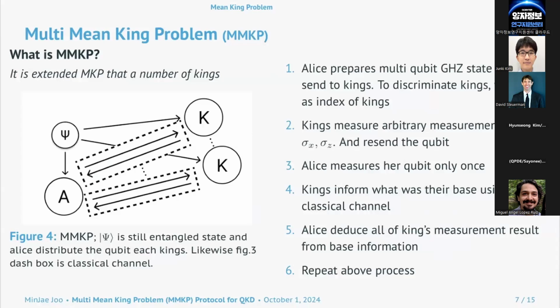After that, the Kings inform her of their measurement basis through a classical channel. Using the information from the classical channel, Alice deduces the measurement results of all of the Kings. By repeating this process multiple times, we can increase the probability of detecting an eavesdropper. So we can enhance the security and reliability of the key distribution.